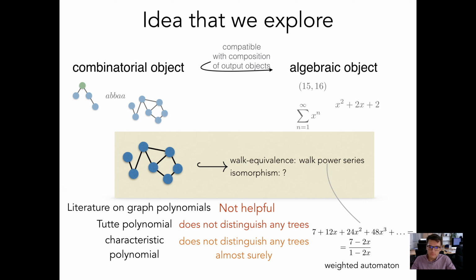So it can be used and it will contribute something to equivalence. However, in the sense of probability, all trees have the same characteristic polynomial. And so the question is, is there some polynomial which distinguishes all trees and is compatible with composition of trees? Or, even better, a polynomial that has this property for all graphs.